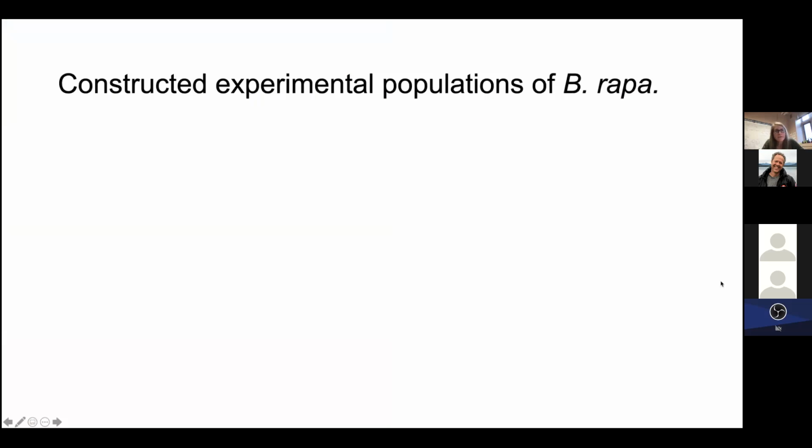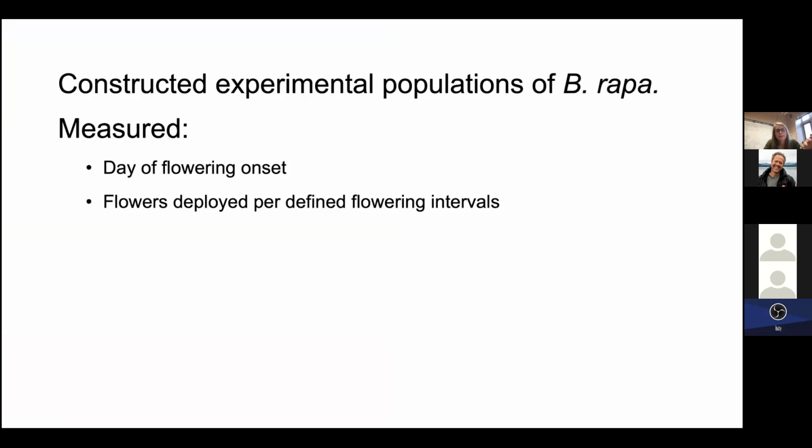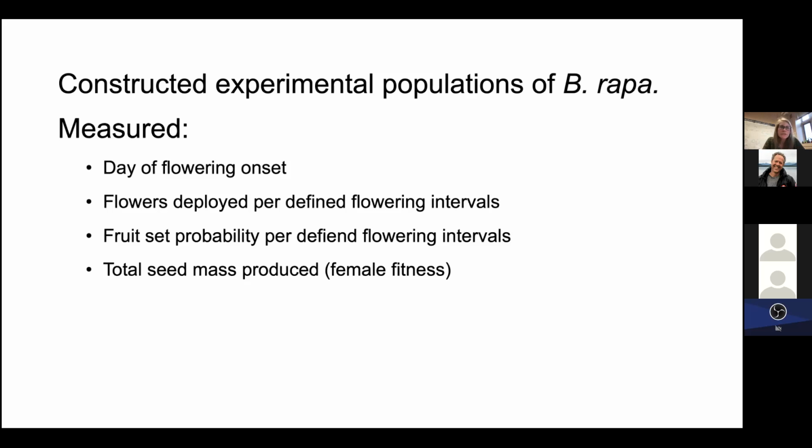And so with Brassica rapa, I constructed experimental populations. And then in those populations, I measured each individual's day of flowering onset, and the number of flowers each plant deployed within some defined time interval. You can think of those intervals as how many flowers were produced each day, but in reality, I was measuring time intervals of 3 days or 4 days. Within each of those intervals, what proportion of the deployed flowers actually went on to mature into fruit, right? So here is where I was establishing that pattern of fruit set decline within individuals.